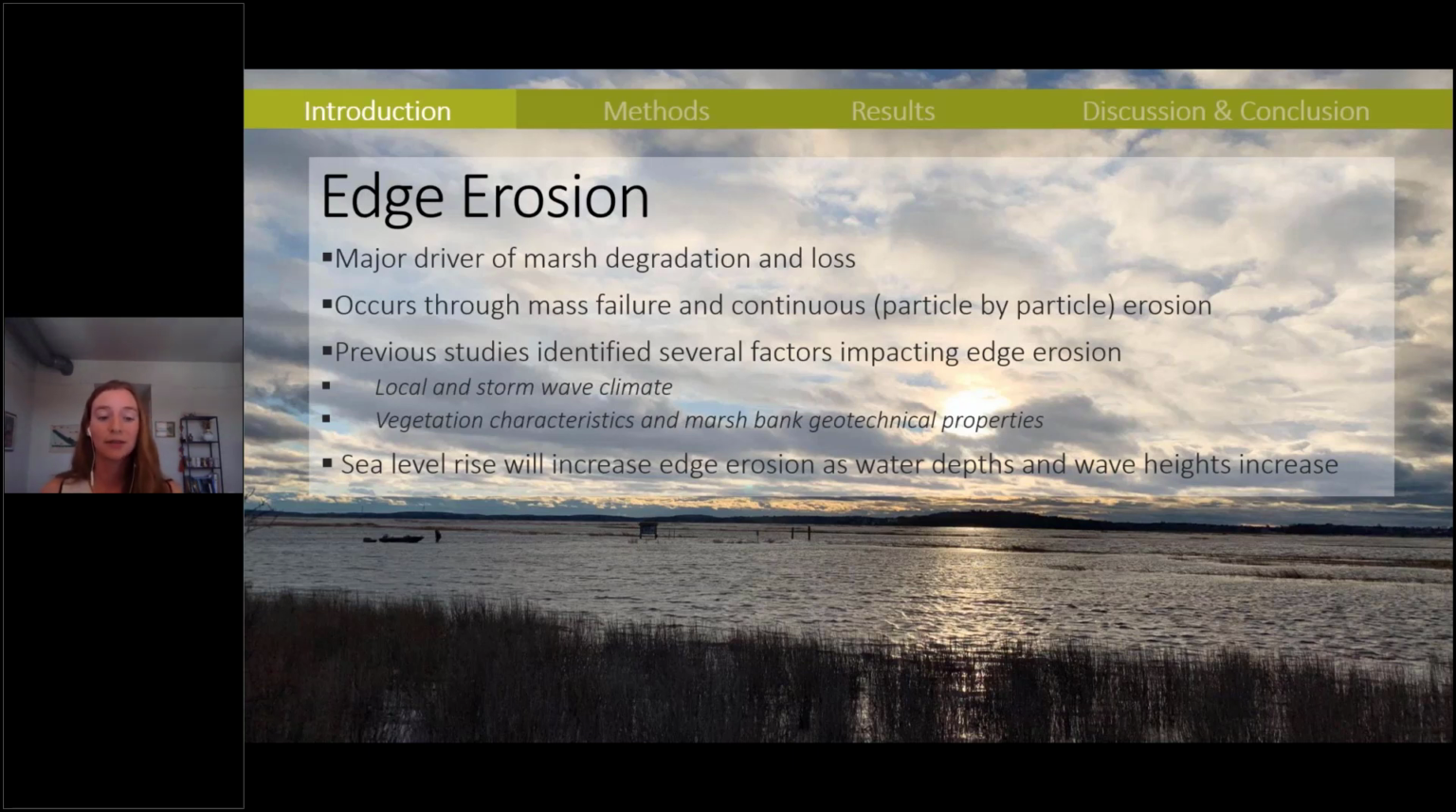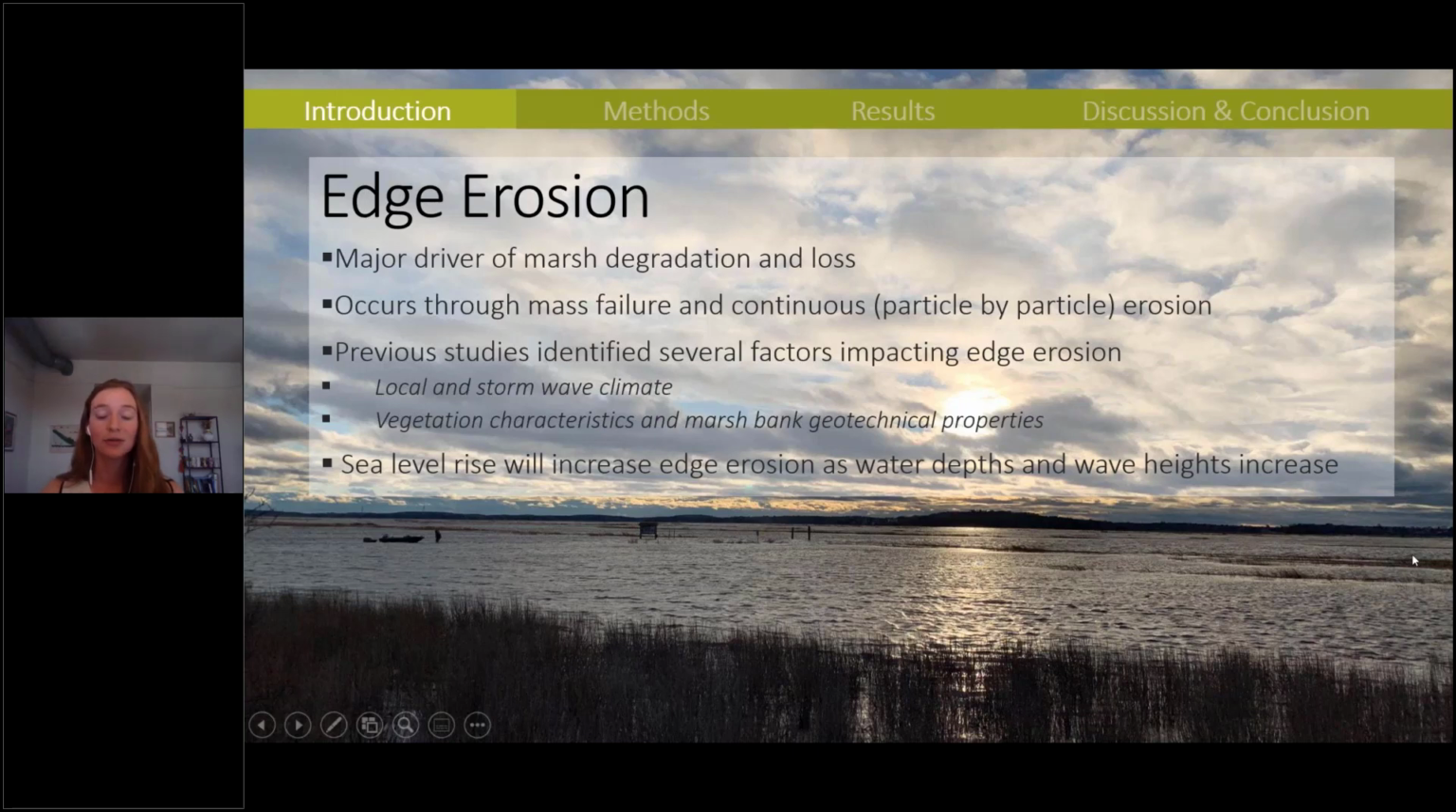And then vice versa, weaker sediments or weaker soils or marsh banks that are held less together might be a little more erodible. So this affects the erodibility of it. Sea level rise, unfortunately, will also increase edge erosion because as water depths increase with sea level rise, wave heights increase and wave energies increase. And so they can batter the marsh banks a little more strongly and cause this type of edge erosion.